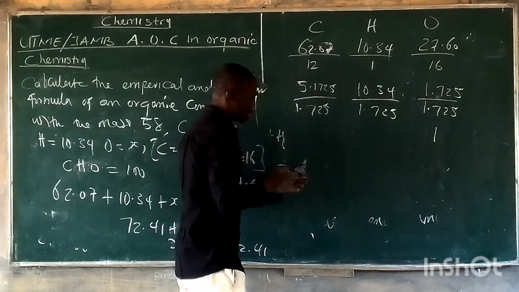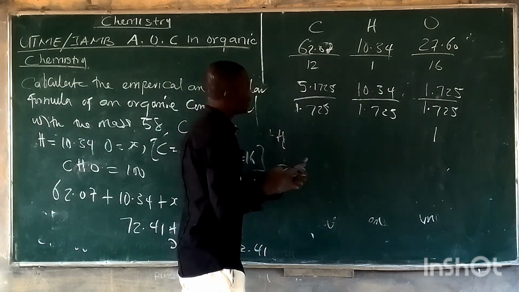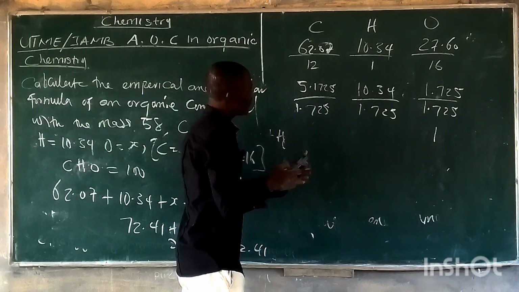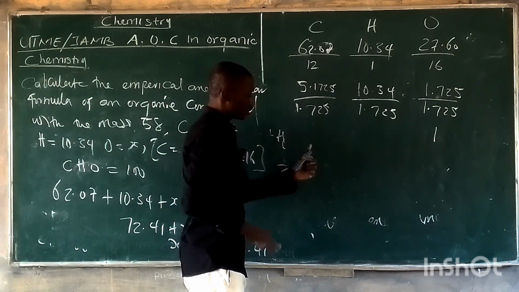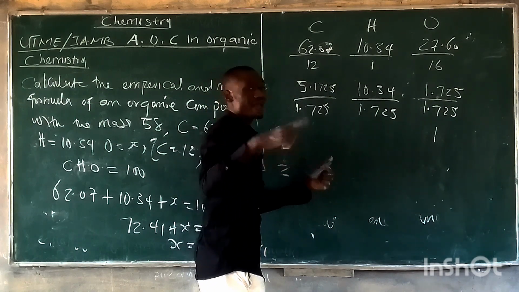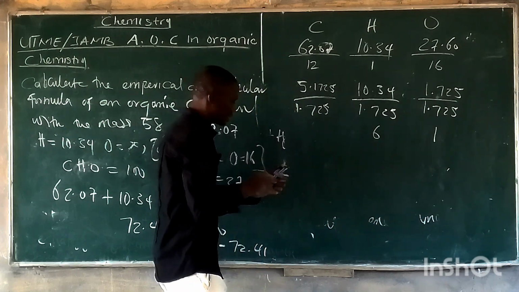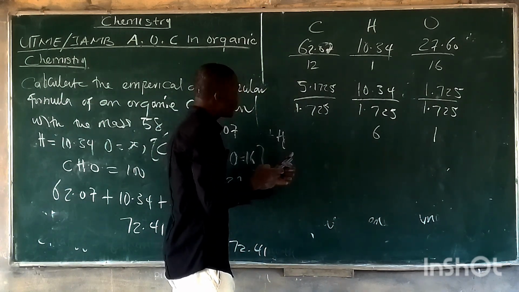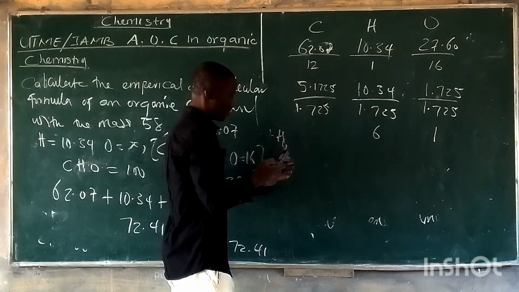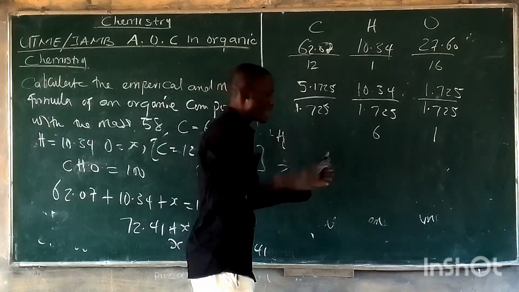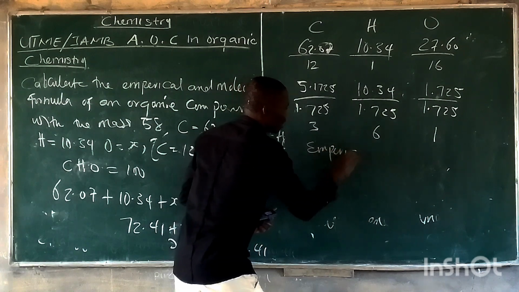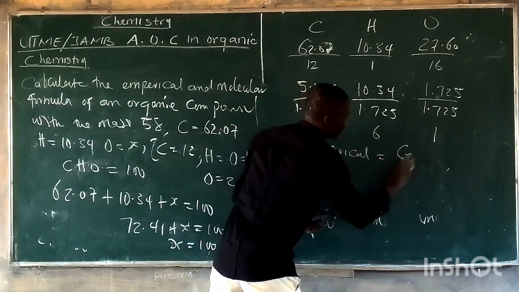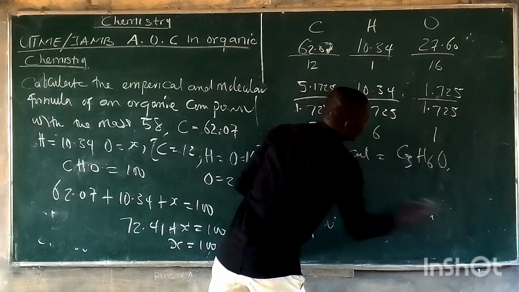Right, let's go for this guy. 10.34 divided by 1.725. That should give me approximately 6. This is 5.999, but let's call it 6. Alright, so over there we have 5.1725 divided by 1.725. That is 2.999, approximately 3. Alright, so the empirical formula is C3H6O. So this is the empirical formula.